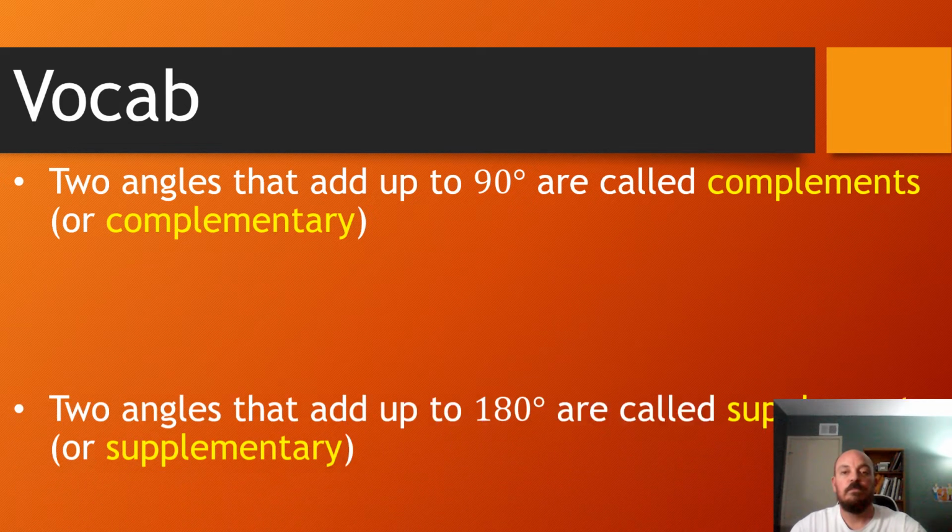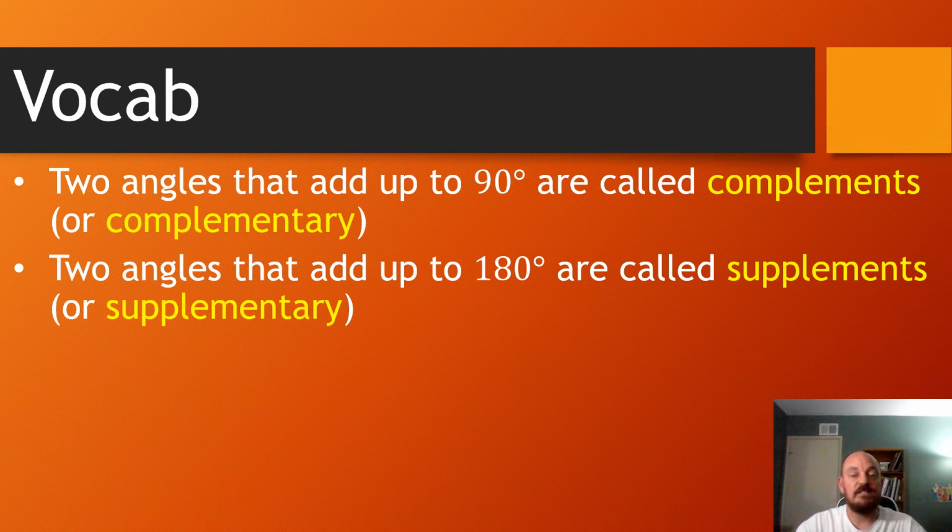Now, a very similar vocab word is supplements or supplementary. Same concept, but it's 180 instead of 90. So any two angles that add up to 180 degrees are called supplements or supplementary angles. So what you want to do is just make sure you don't get them mixed up. If I say complements, you know I mean 90. If I say supplements, you know I mean 180. But I'm always talking about two angles that add up to that number.